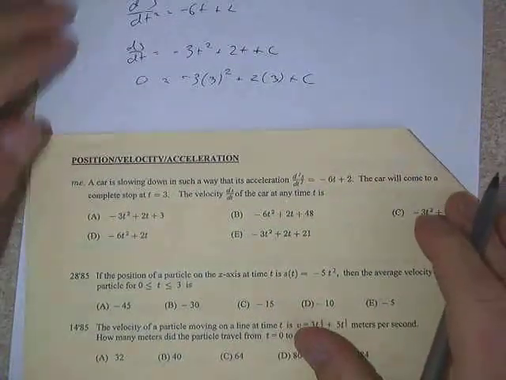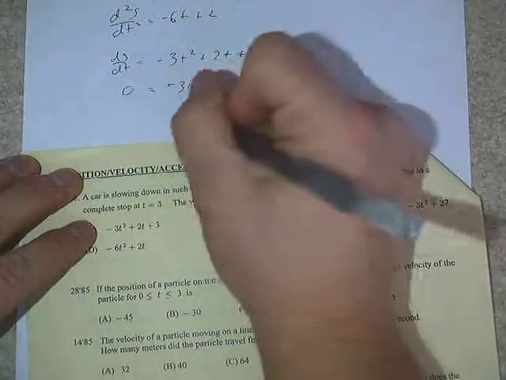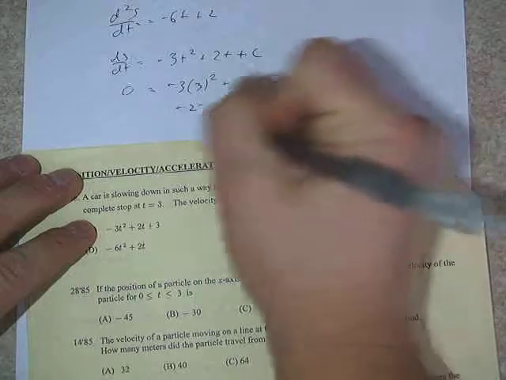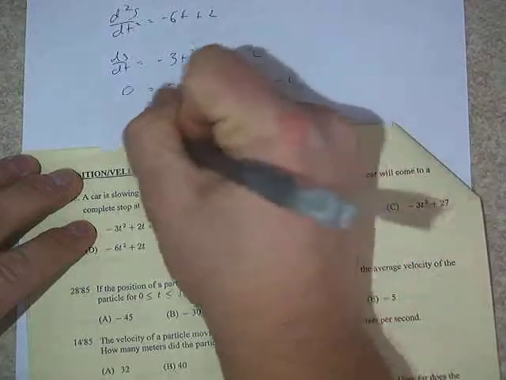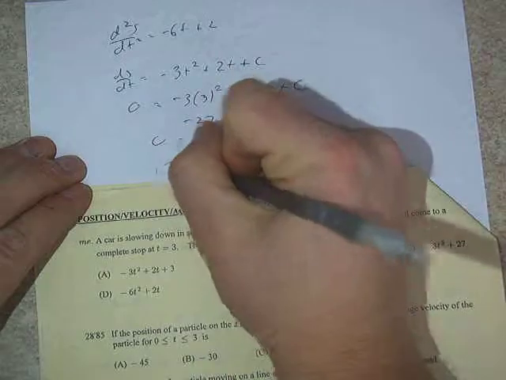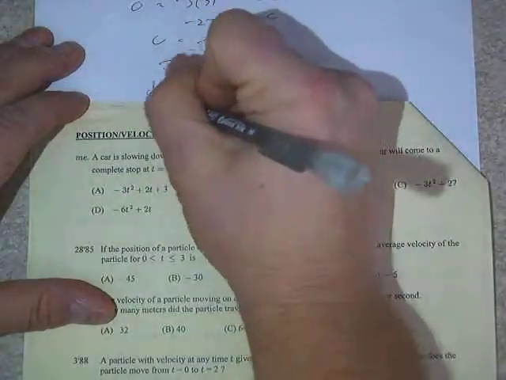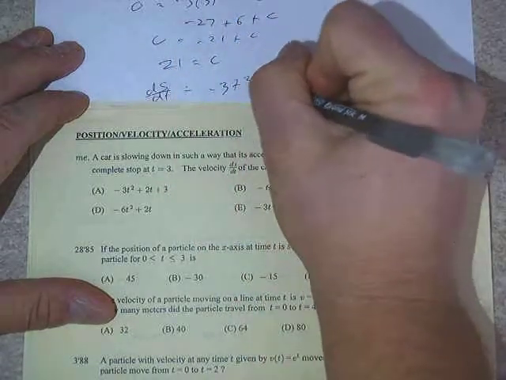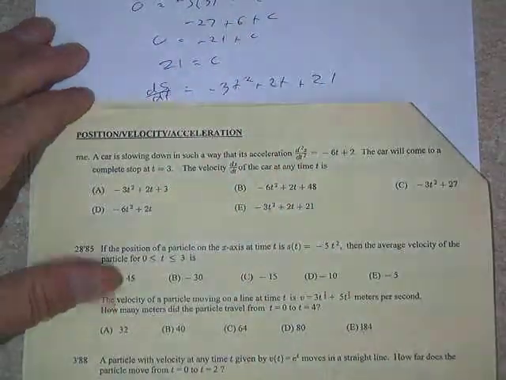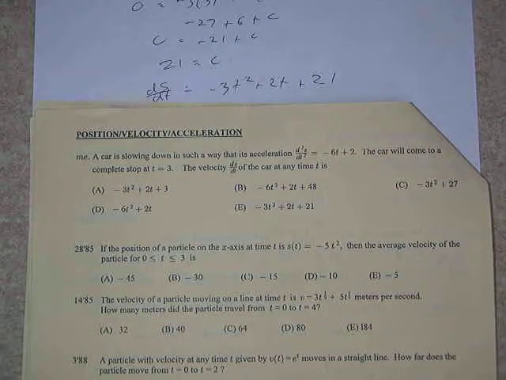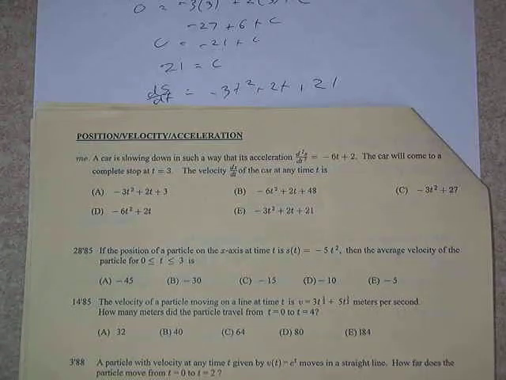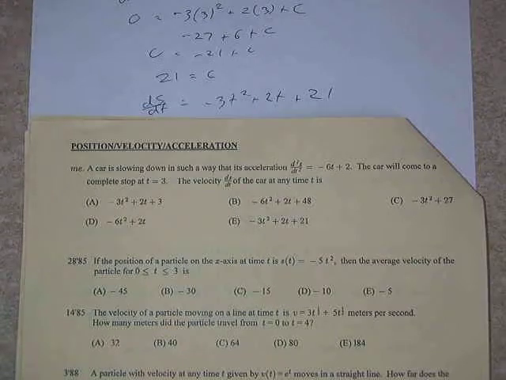And if we did so, we can find c by using the initial condition here. It told us the car will come to a complete stop at time 3. That means when time is 3, what's the velocity? That's 0. So if we put our 3 in, we can use that information to solve for c. So we get ultimately negative 27 plus 6 plus c, negative 21 plus c equals 0. So if we added 21, we get 21 equals c. And therefore our final equation then is ds/dt equals negative 3t squared plus 2t plus 21.